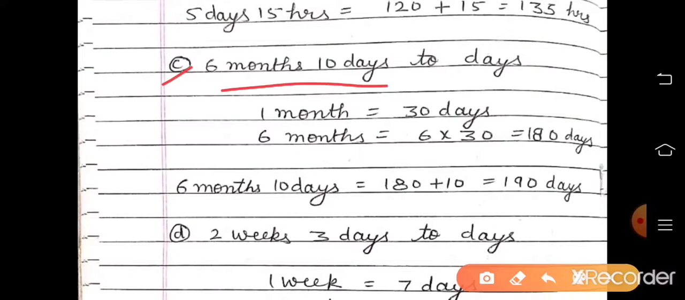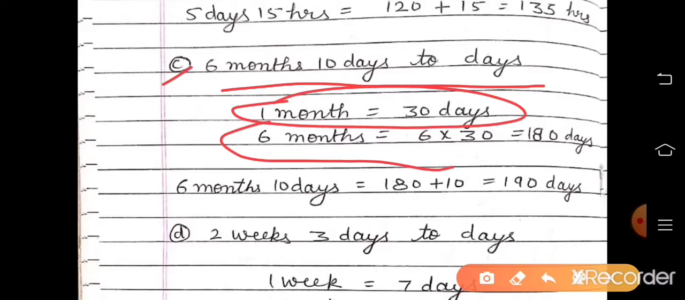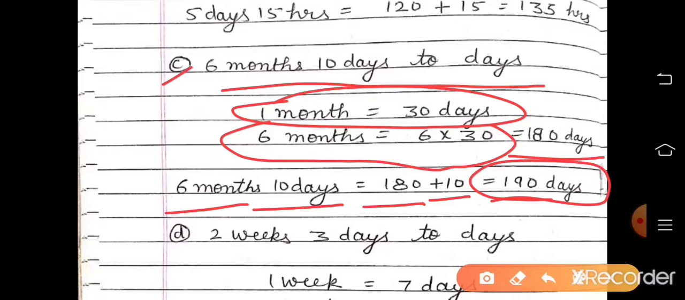6 months 10 days equal to how many days. 1 month equal to 30 days. 6 months equal to 6 multiply 30, 180 days. 6 months 10 days equal to 180 plus 10, 190 days.